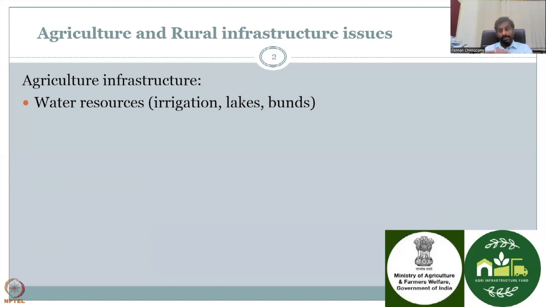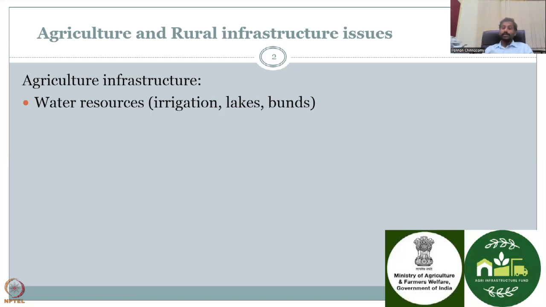For example, irrigation canals, lakes and bunds. So these are man-made lakes as opposed to natural lakes. Bunds prevent water from overflowing out of the canal area, or protect your irrigation and keep the water inside the field. So these are infrastructures that are needed for water resources. The biggest infrastructure is your dams, right? So hydro dams are there for power, but also they store water, and that water is slowly released for irrigation. So this performs a key agriculture infrastructure role.